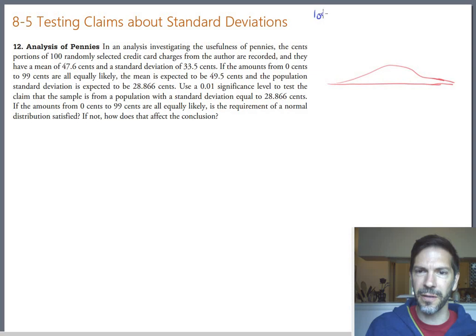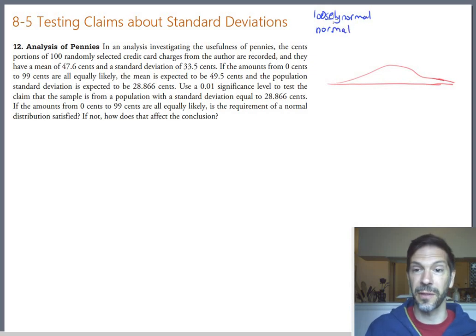So far, anything that was loosely normal would work fine, and anything that was actually strictly normal would work fine too. In this section, anything that's loosely normal is not going to cut it, and we're going to need things to be fully normally distributed. Most of the time they're just going to tell you, hey, this is normally distributed.